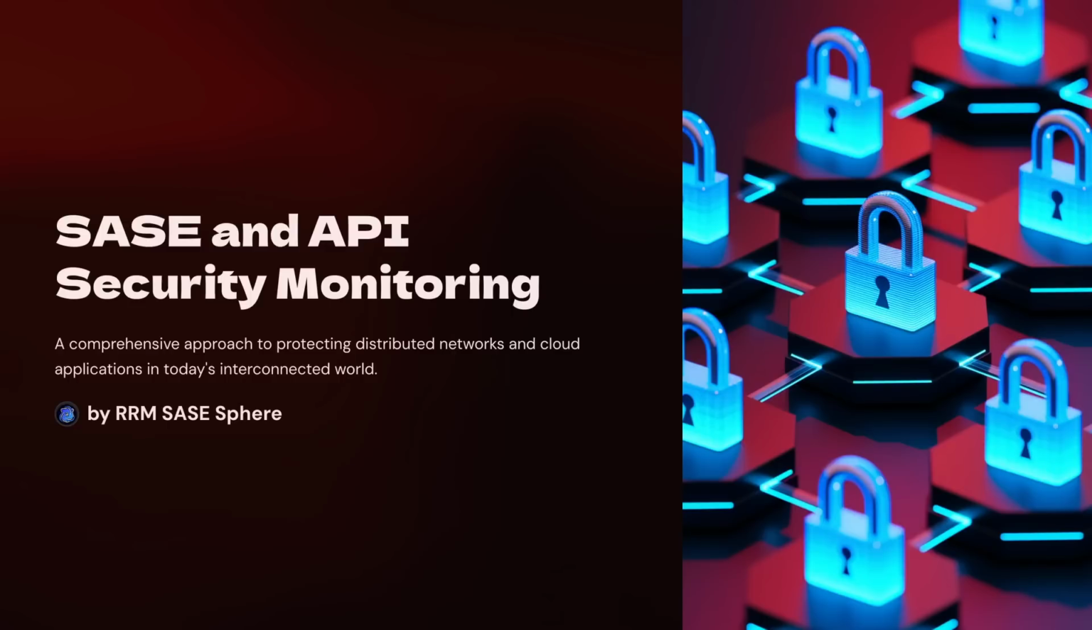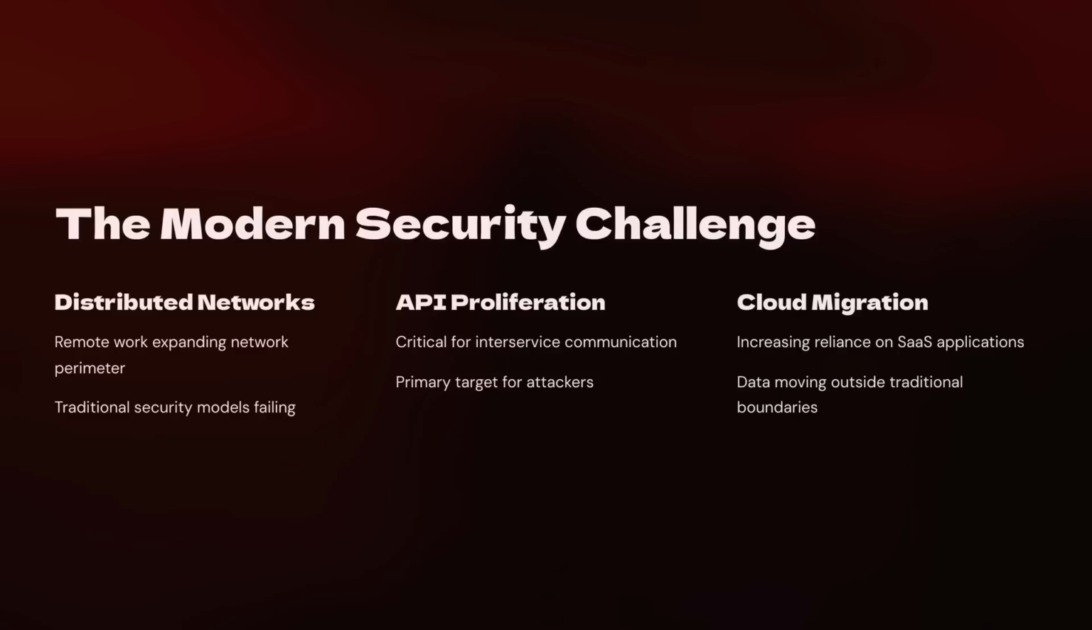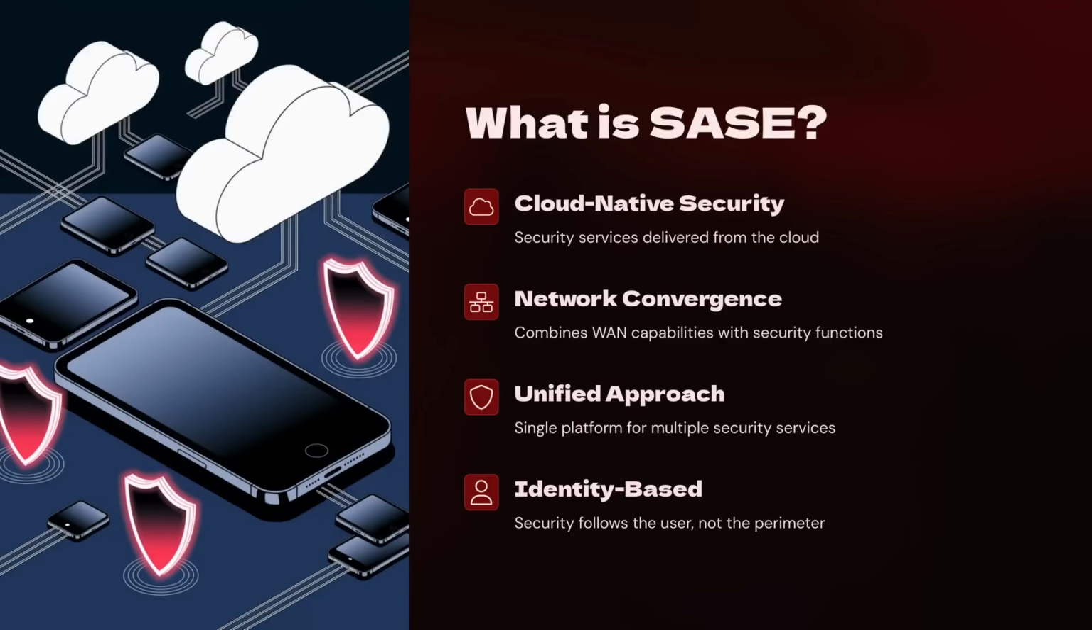The Secure Access Service Edge and API security monitoring form a powerful combination of modern cybersecurity strategies, offering comprehensive protection for distributed networks and cloud-based applications. This integration is crucial as organizations increasingly rely on APIs for inter-service communication and data exchange. SASE provides a unified approach to network security by combining wide area network capabilities with cloud-native security functions. This framework's API security monitoring protects the critical interfaces that connect various services and applications.